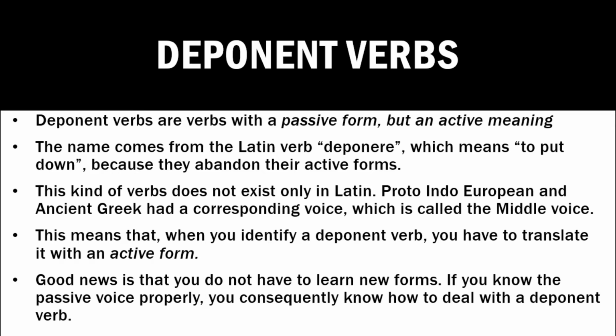So this means that when you identify a deponent verb, you have to translate it with an active form, even though it is passive. Good news is that you do not have to learn new forms, because if you know the passive voice properly, which we studied in the first part of the course, you consequently know how to deal with a deponent verb. You just have to translate it with an active voice.